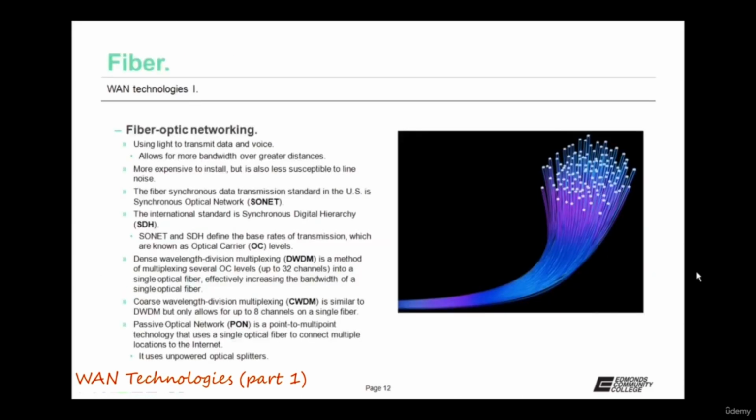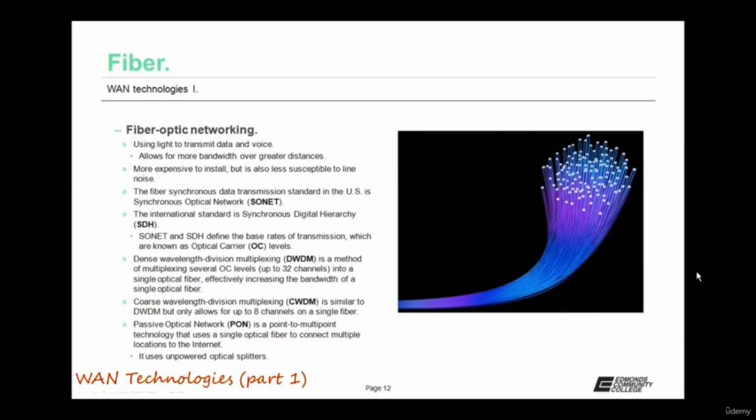Fiber optic networking is using light to transmit data and voice. This allows for more bandwidth over greater distances. Fiber optic networking is more expensive to install, but is also less susceptible to line noise. The fiber synchronous data transmission standard in the United States is called the Synchronous Optical Network, or SONET standard. The international standard is called the Synchronous Digital Hierarchy, or SDH.